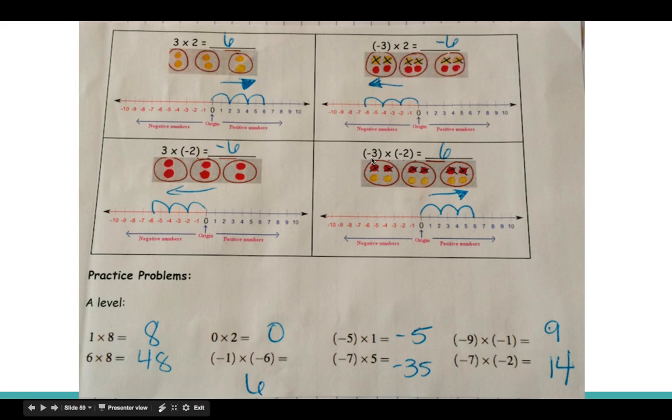All right, over here we have -3 times -2. When you have two negative numbers and you multiply them together, you end up with a positive answer, which is 6.